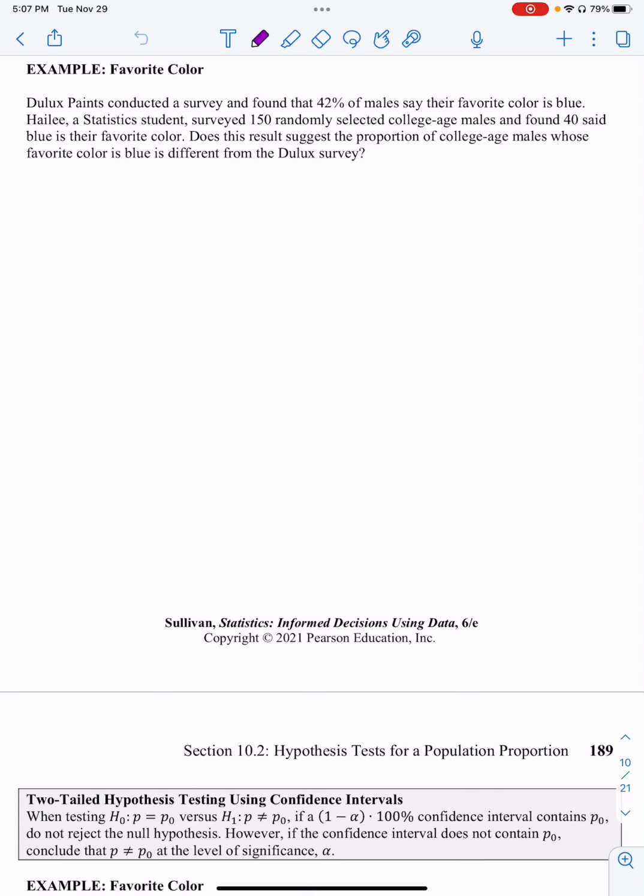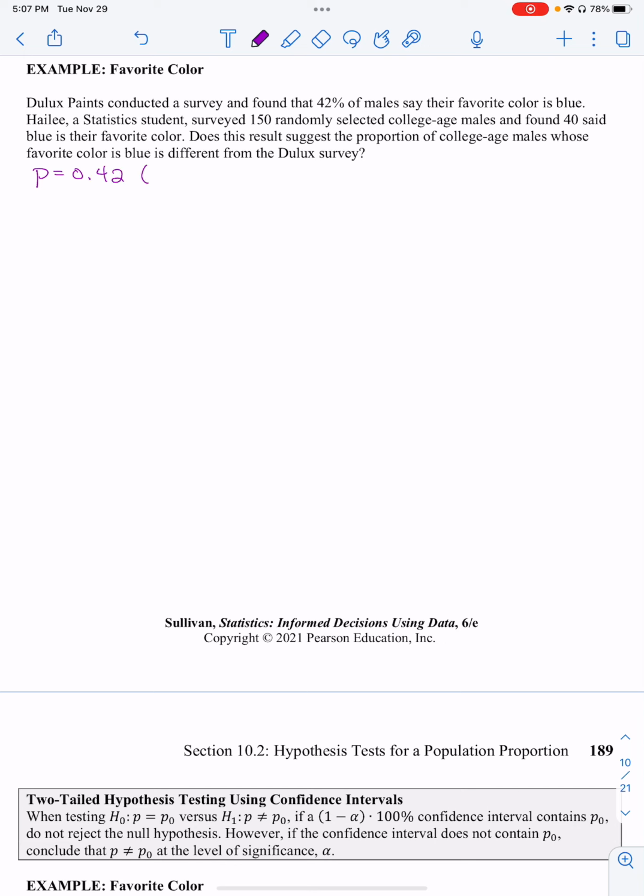So the example again with the favorite color: Dulux Paints conducted a survey and found 42% of males say their favorite color is blue. Haley, a statistics student, surveyed 150 randomly selected college-age males and found 40 said their favorite color is blue. Does the result suggest the proportion of college-age males whose favorite color is blue is different from the Dulux survey? So here we notice that we're given that our population proportion is 0.42.